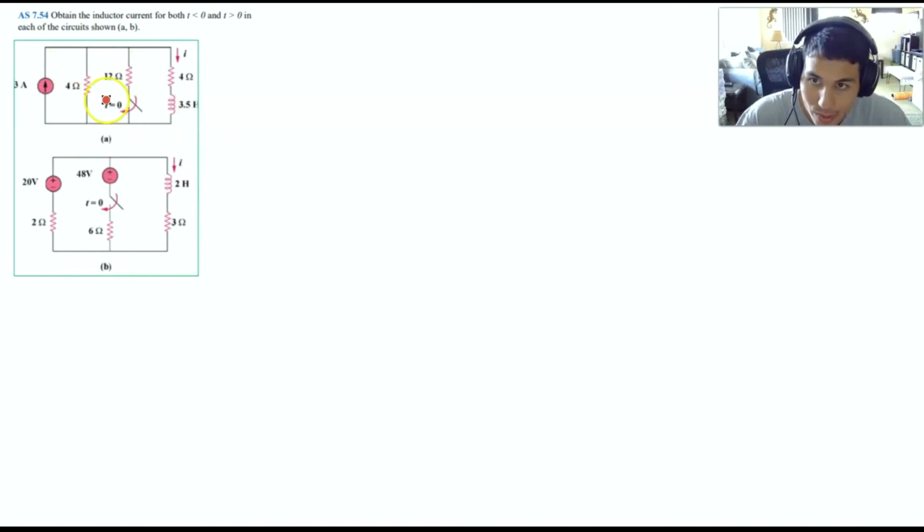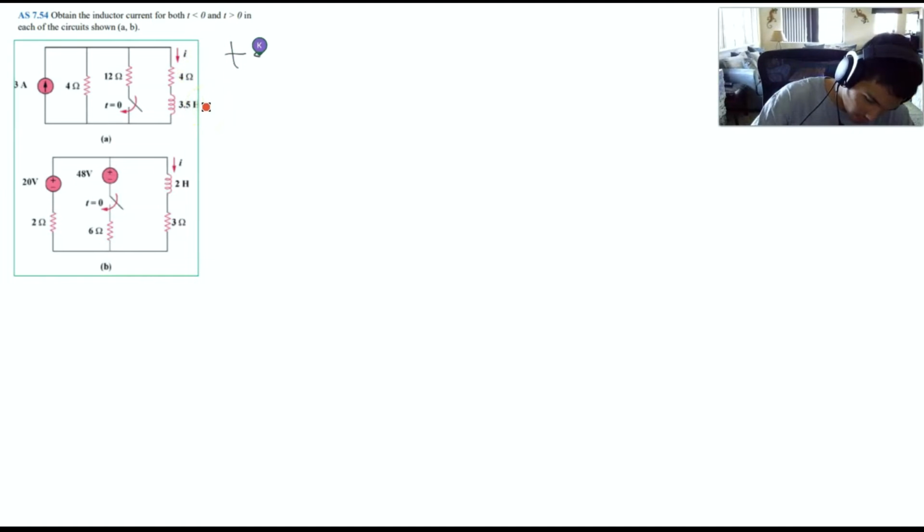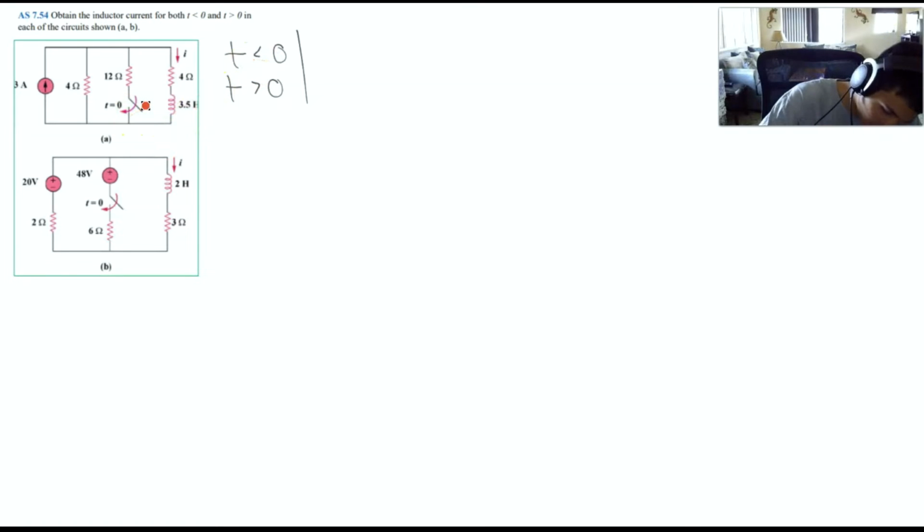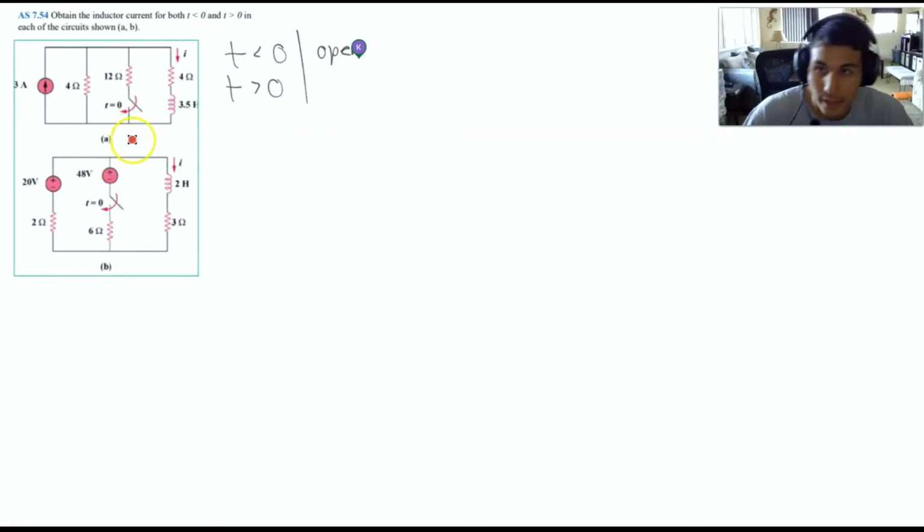So maybe we should start by writing down what we think is gonna happen, write down our general hypotheses. We got t less than 0, t greater than 0, what happens? Okay, we're talking about inductors. So if it's not closed, so t less than 0, it's open. And if it's t greater than 0, it's closed, okay?